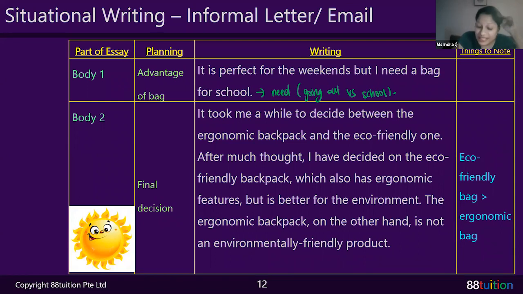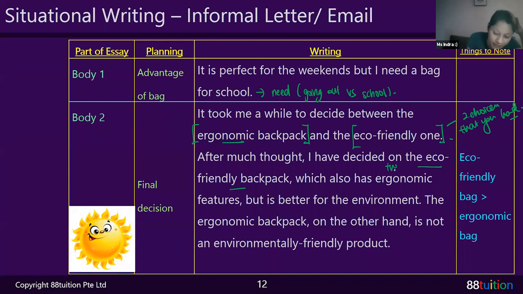Okay, it took me a while to decide. Now you have actually reached a decision, but you're explaining how you actually arrived at a decision, right? It took me a while to decide between the ergonomic backpack and the eco-friendly one. So what are you choosing? You're choosing between the ergonomic backpack and the eco-friendly one. These are the two choices that you had. After much thought, so you demonstrate that, I've actually thought of it quite a lot, right? I've thought about my decision quite a lot. After much thought, I have decided on the eco-friendly backpack, which also has ergonomic features.